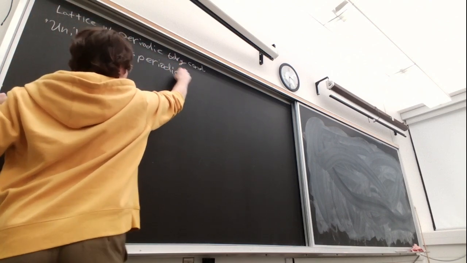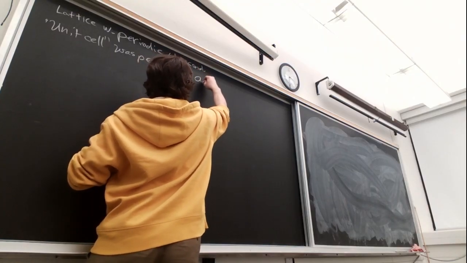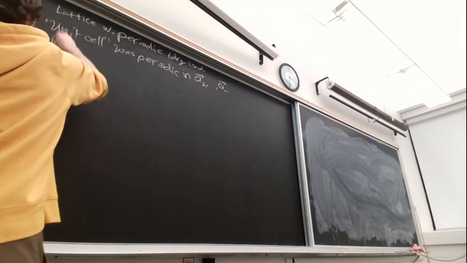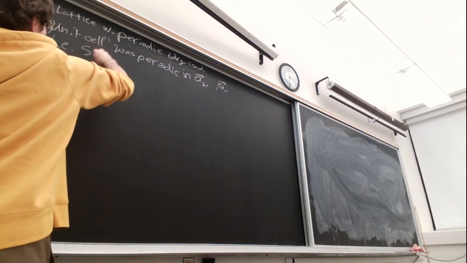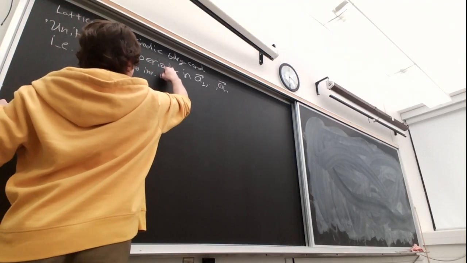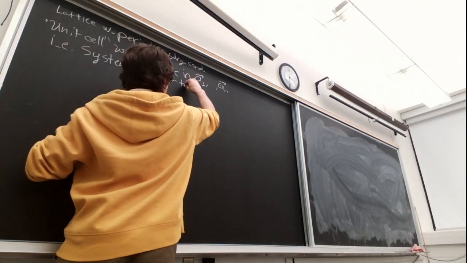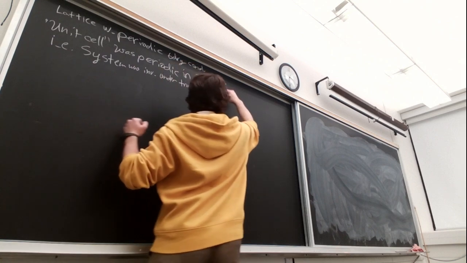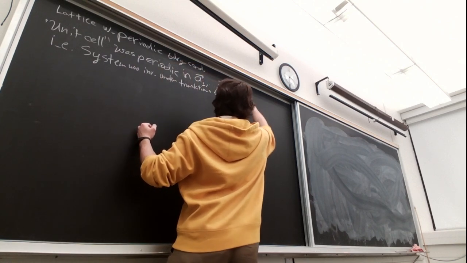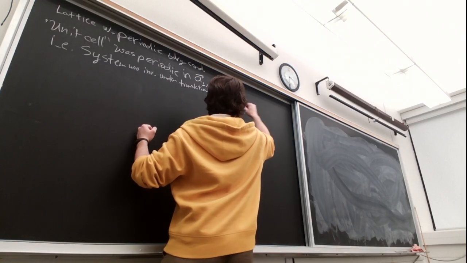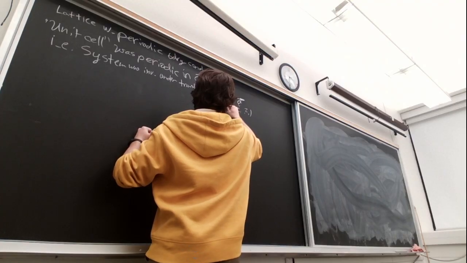periodic in some vectors, a1, ..., an. So the system was invariant under translations by some m dot a, where this is a1 through an, and m is in the integers. Okay.